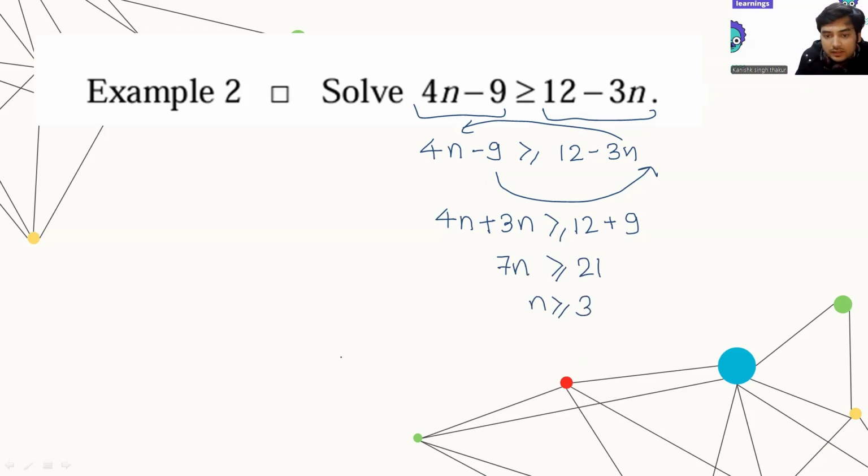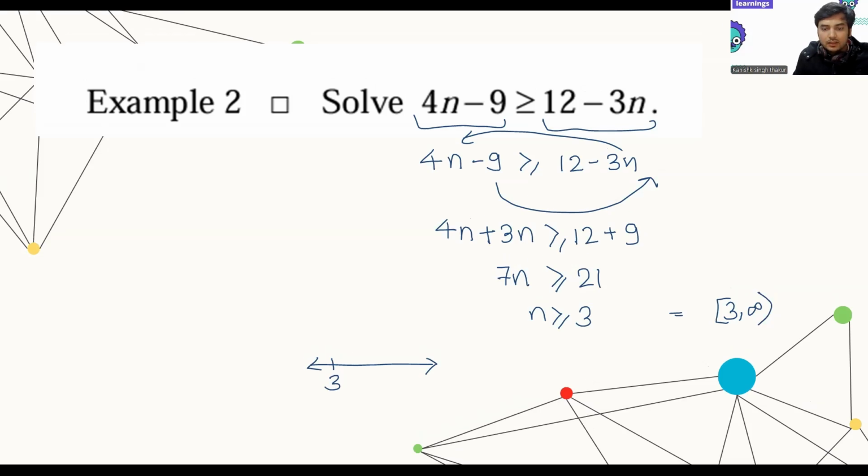How will you represent this on the number line? 3 to infinity, right? So you'll be representing this as 3 to infinity like this. A square bracket, and a parenthesis always on the infinity. Okay. So this is it. This is how you simplify.